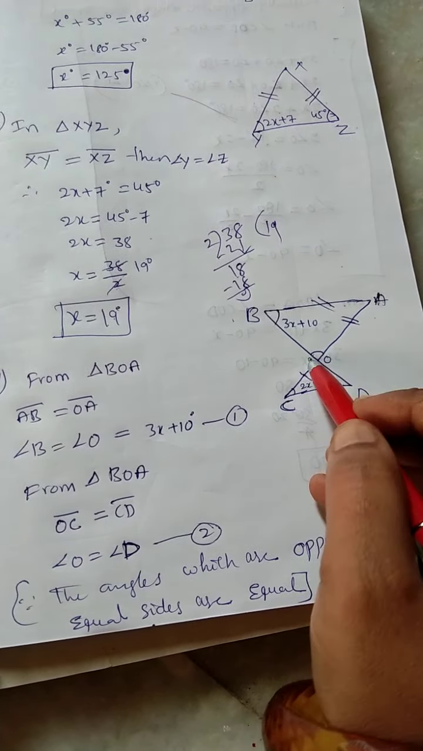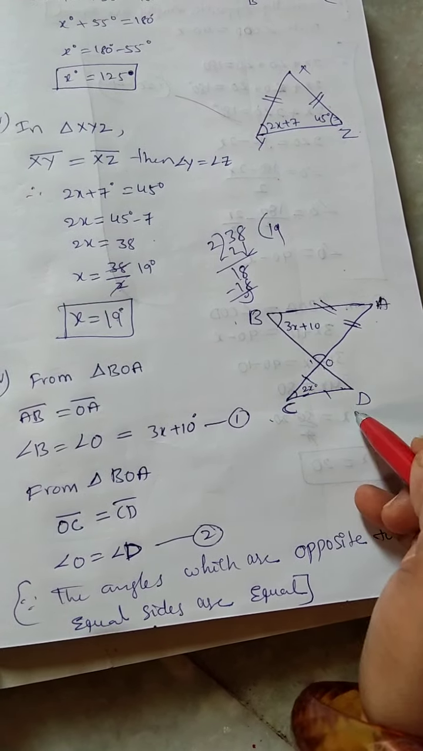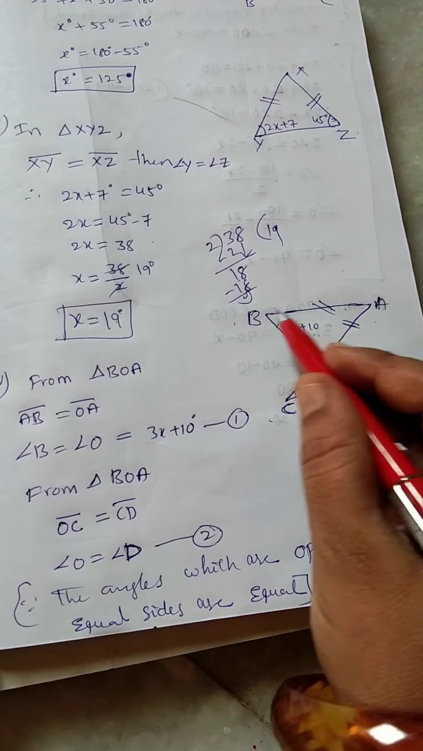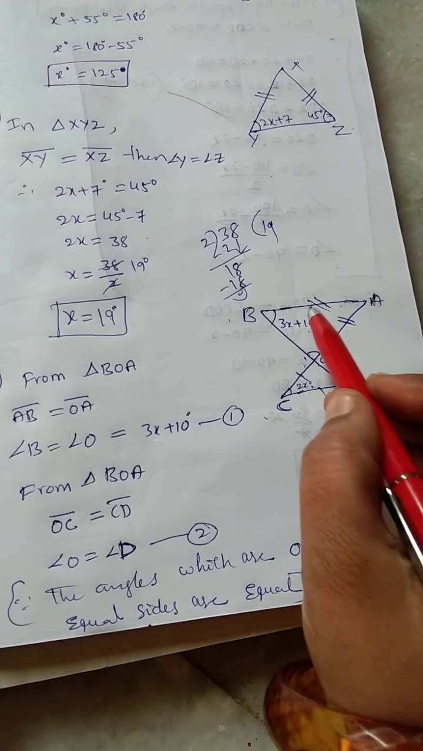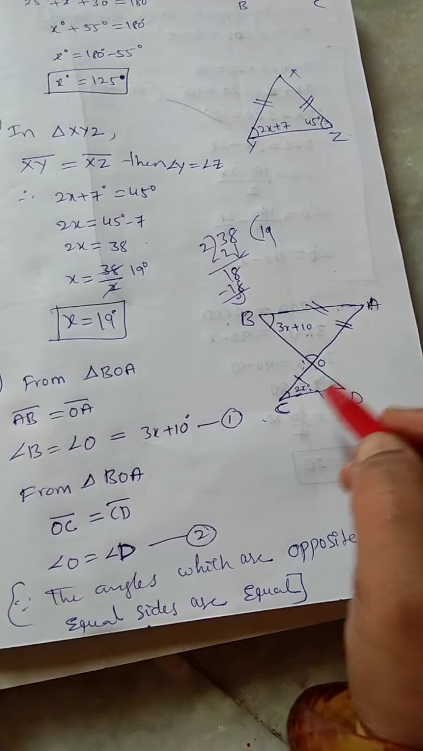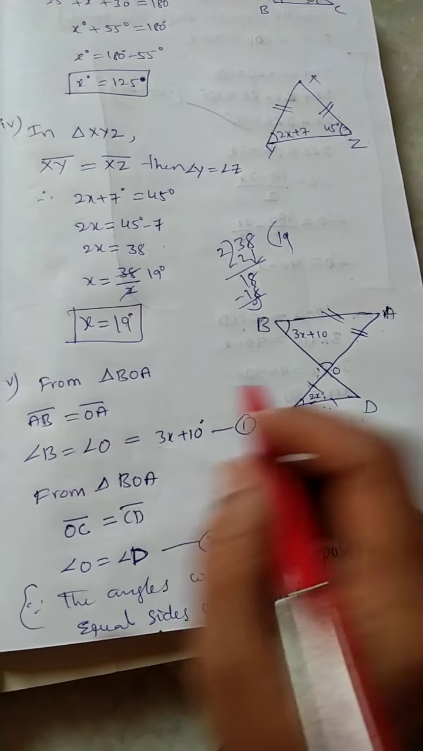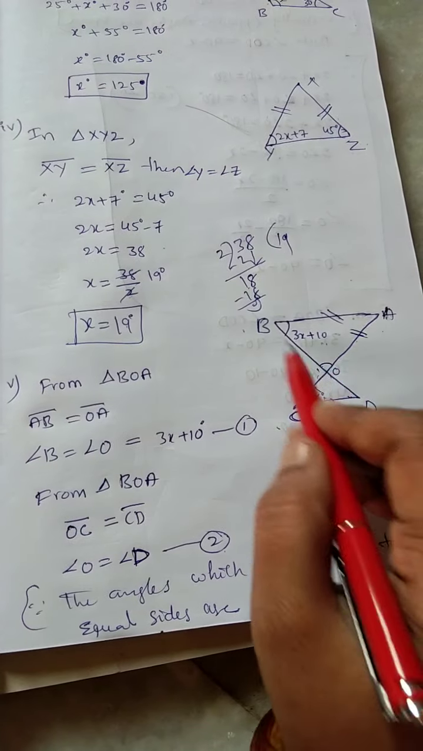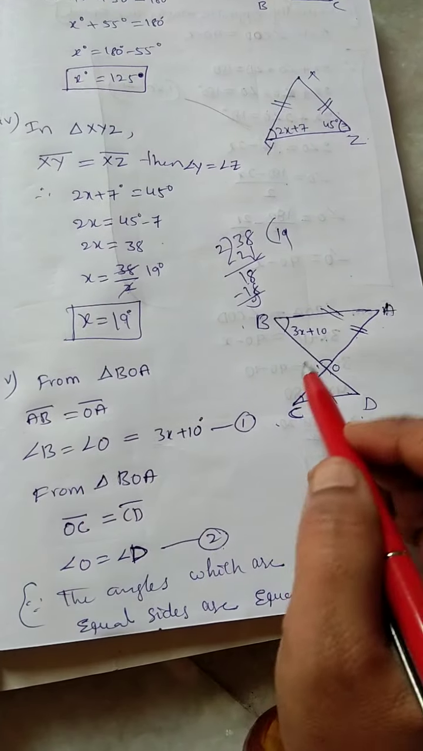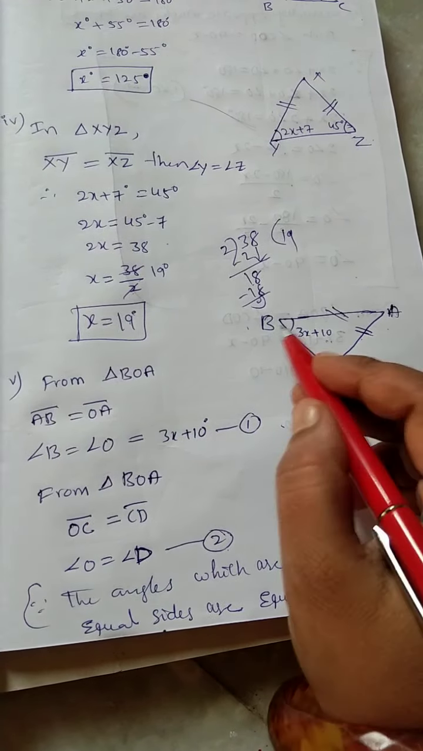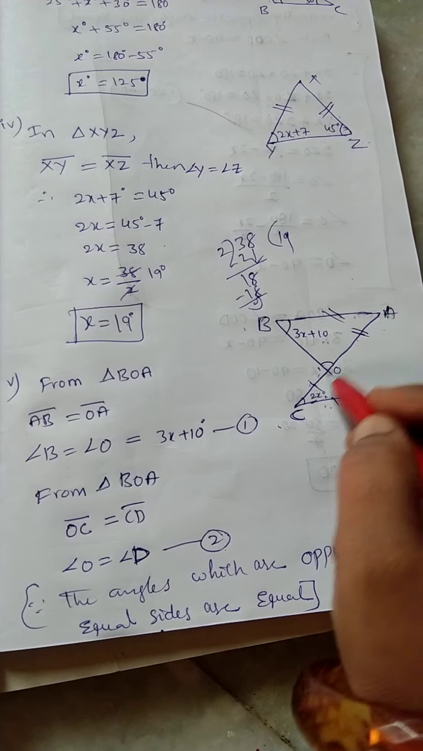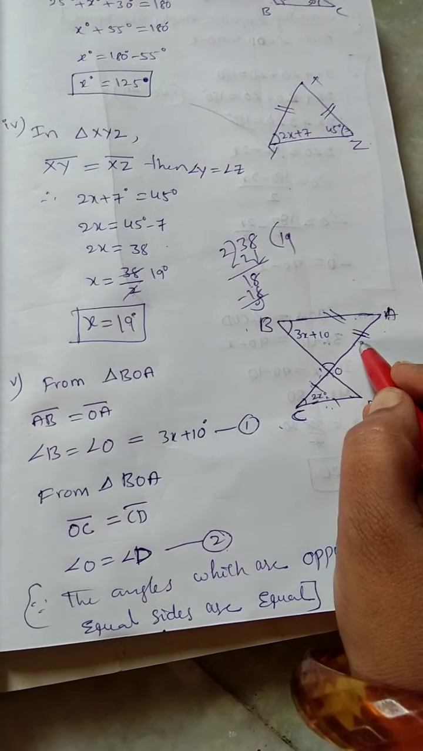A, B, O and C, O, D. Two triangles are given. In this BOA triangle, these two sides are equal. In this COD triangle, these two sides are equal. Okay, from the BOA triangle, AB is equal to AO. These two sides are equal, no?